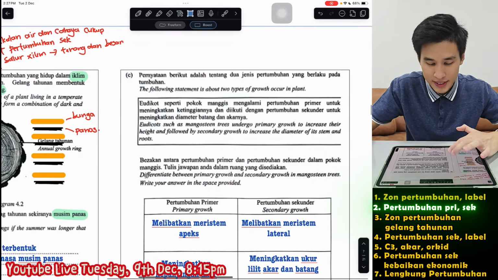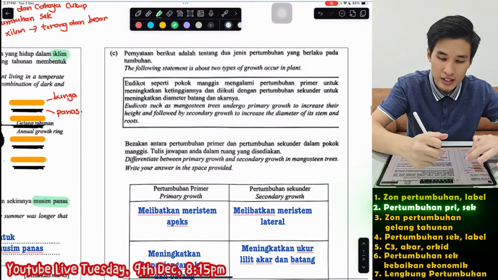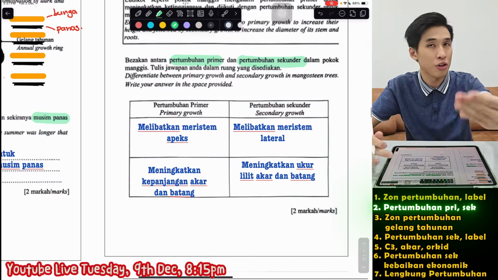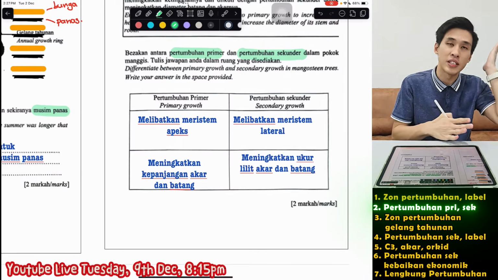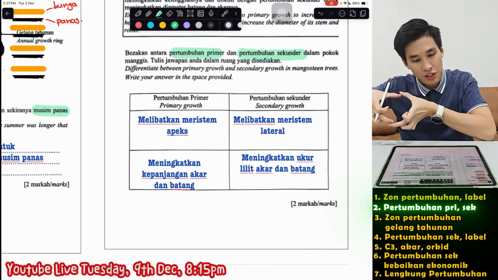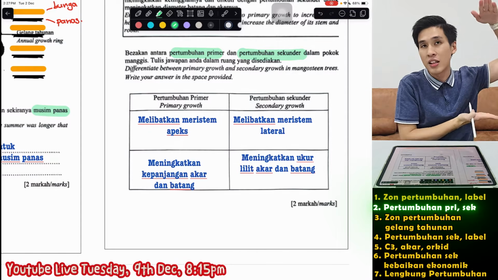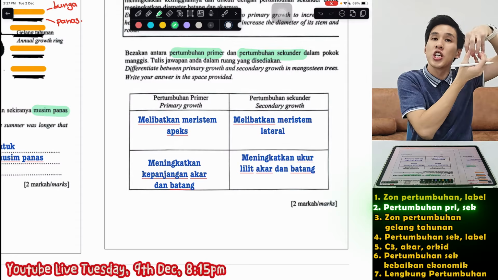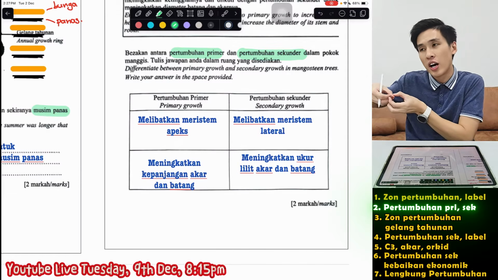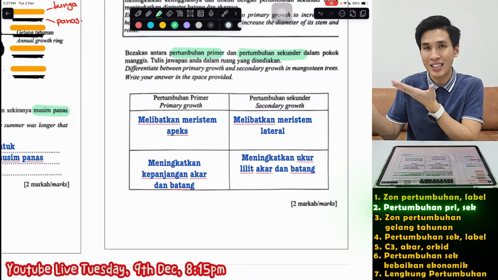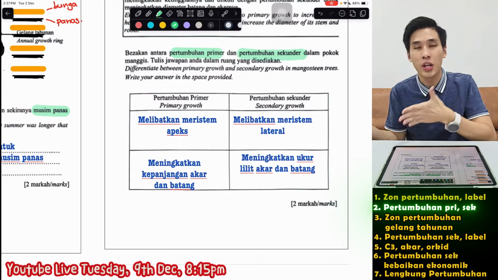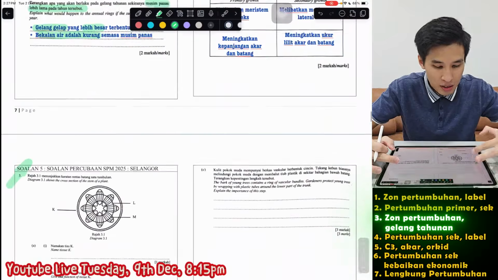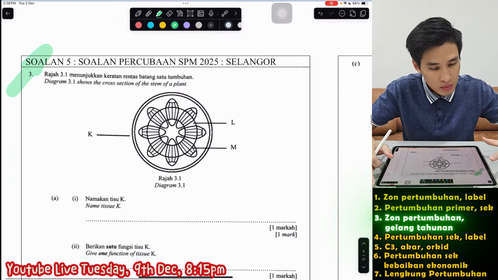Next, perbezaan once again. So this one I still just mentioned the question lah. They just want you to bezakan primer dan sekunder, same like just now lah. So here I just rewrite the answer. So one is melibatkan meristem apeks, one is the lateral, one is meningkatkan kepanjangan, one is meningkatkan ukur lilit, one bertumbuh secara memanjang, one bertumbuh secara jejari. Also can, ada kayu, tak ada kayu, gelang tahunan, ada tiada gelang tahunan, all this also can say. Okay, then next question.